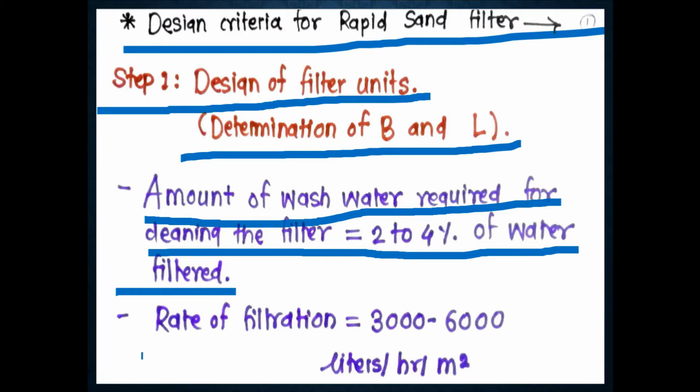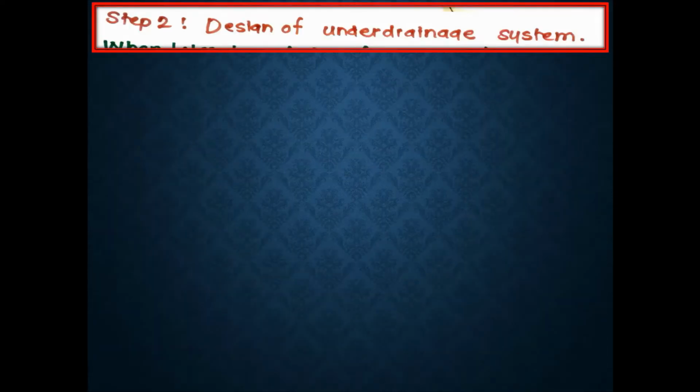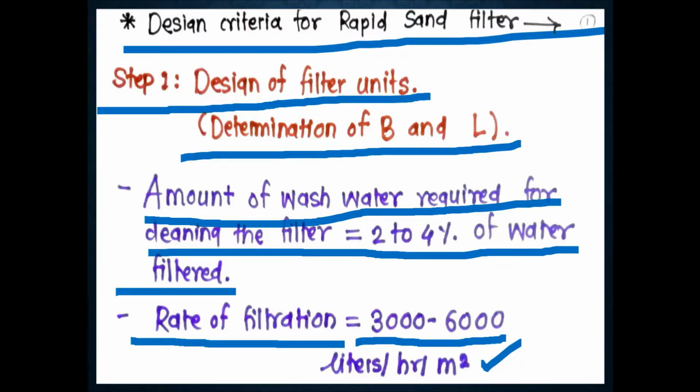As well as the next thing we have to assume, that is the rate of filtration, and as all of you know, the rate of filtration of rapid sand filter is much higher, and it is in the range of 3000 to 6000 liters per hour per meter square of filter area. Okay, this is also one of the very important assumptions which is required in order to tackle step number 1. These two assumptions we have to take as a reference, and we have to solve the example.